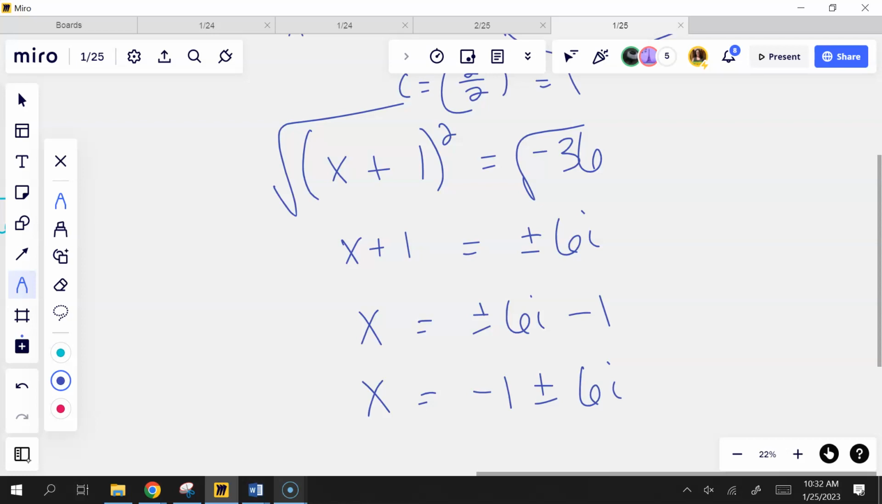It does not become 5i though. You can't combine it. That's the answer. Is that what Photomath said? Yeah, that's what I said. Well, you're not wrong that there's no real number. But you do have to include the imaginary.